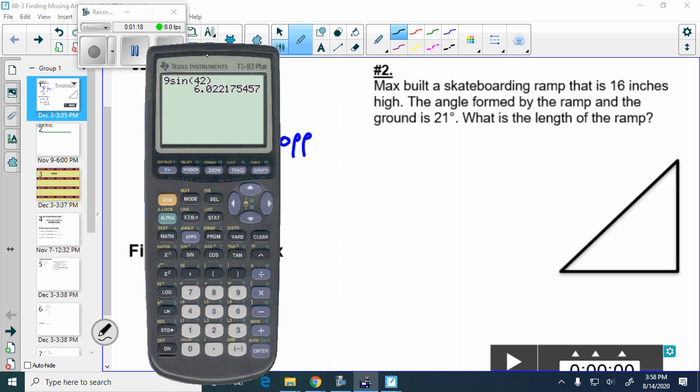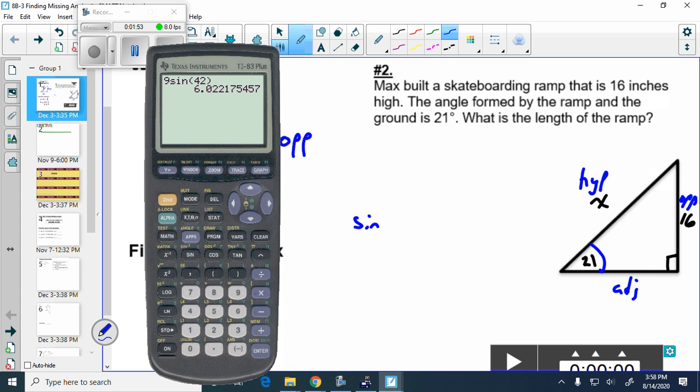Number 2, Max is building a skateboard ramp 16 inches high. So this is 16. The angle is a 21-degree angle with the ground. The height is opposite the right angle, of course. What's the length of the ramp? So I'm trying to figure out how long that ramp is. So relative to the 21 degrees, this is the opposite, adjacent, hypotenuse. Again, I've got the opposite and the hypotenuse.